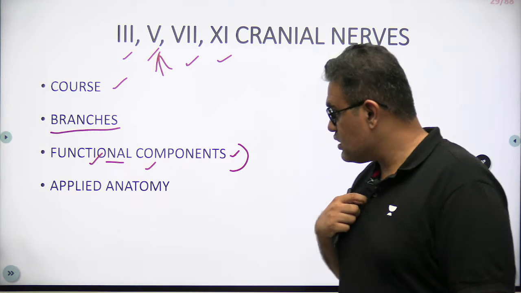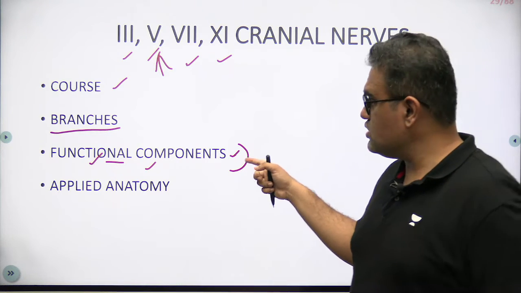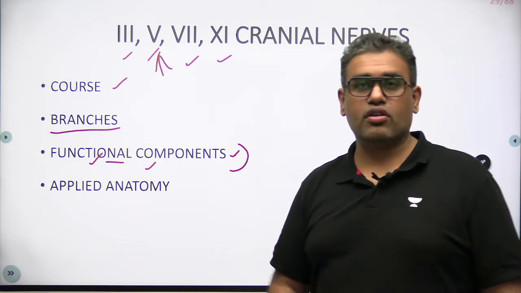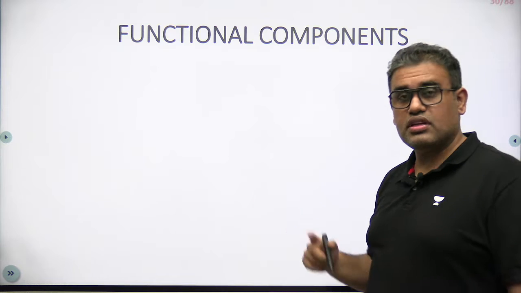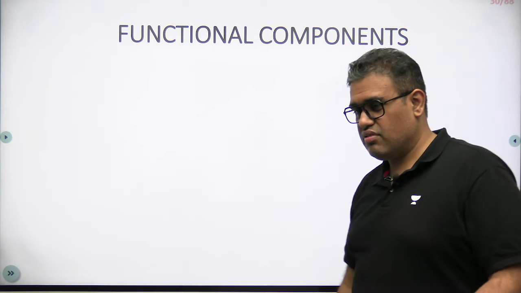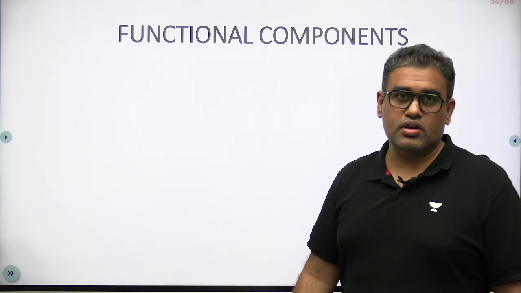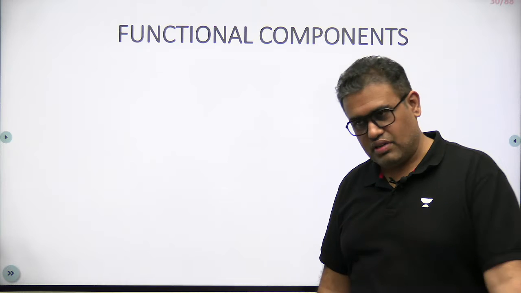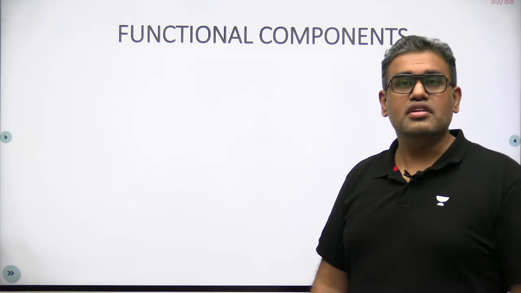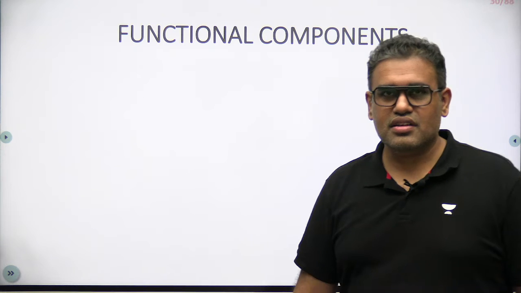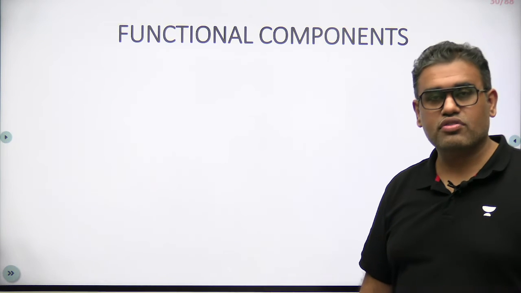Okay. So functional components, once you know this, you know the branches, and with the course you will go to the applied anatomy part. Next we come to what we are discussing, the functional components. Some of you may be wondering, sir, we are not able to recall these functional components, because anatomy is a first year subject, then obviously you have around 15-16 more subjects to read. Obviously for anatomy, it is near to impossible to remember it after 4-5 years.